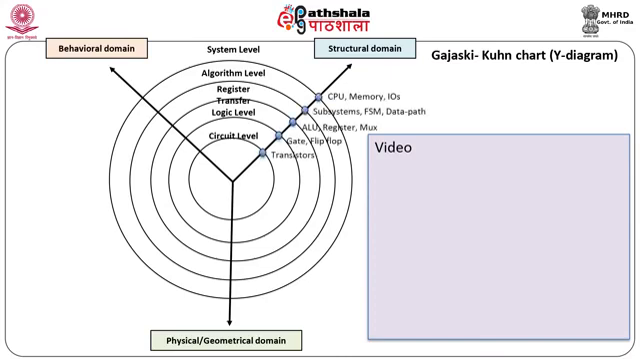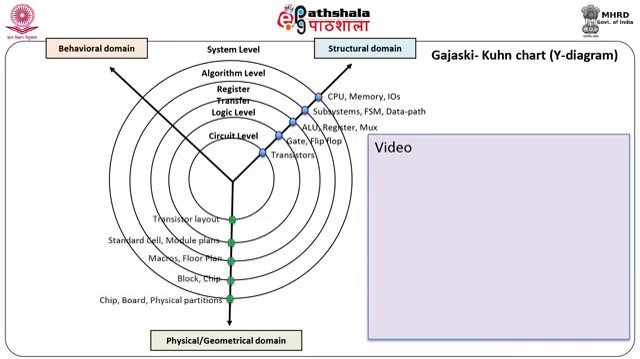Let us now talk about structural domain. In this domain, a system is described in terms of subsystems. Here, the different subsystems and their interconnections to each other are listed for each level of abstraction. At highest level of hierarchy, there are CPU, memory and IOs. At next level, there are subsystems, FSM, data path, etc. Further, we have ALU, registers and multiplexers. Logic gates or flip-flops are at next inner levels and transistors are at the lowest level of hierarchy.